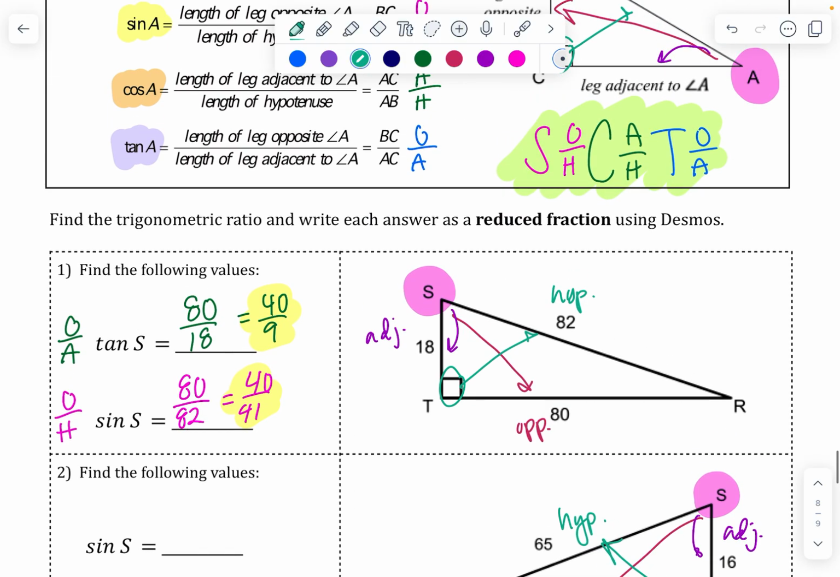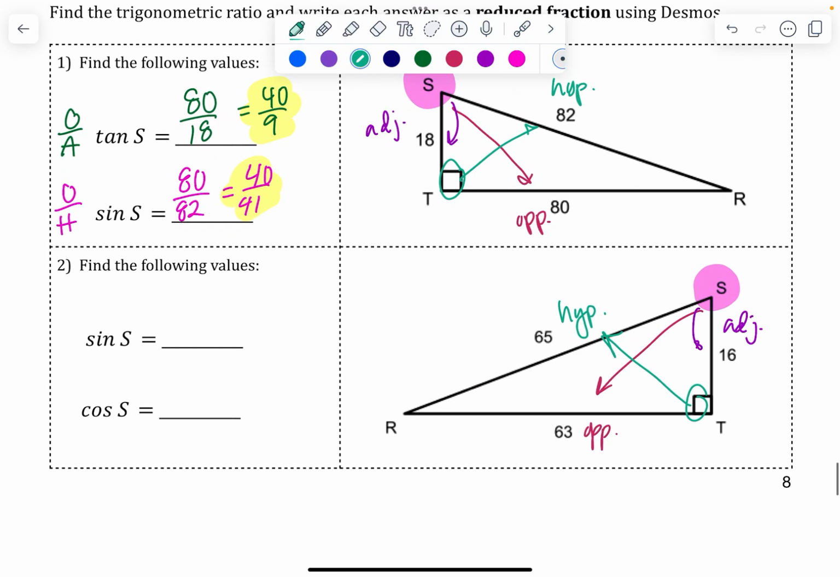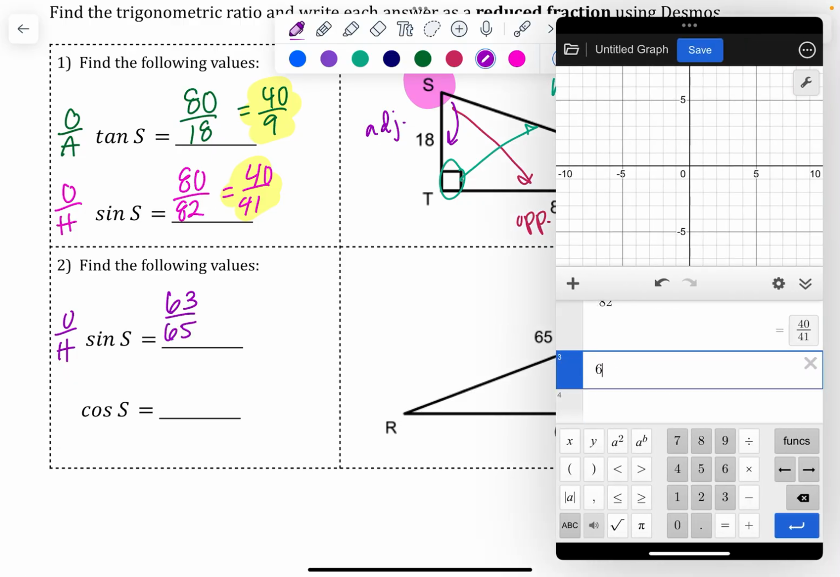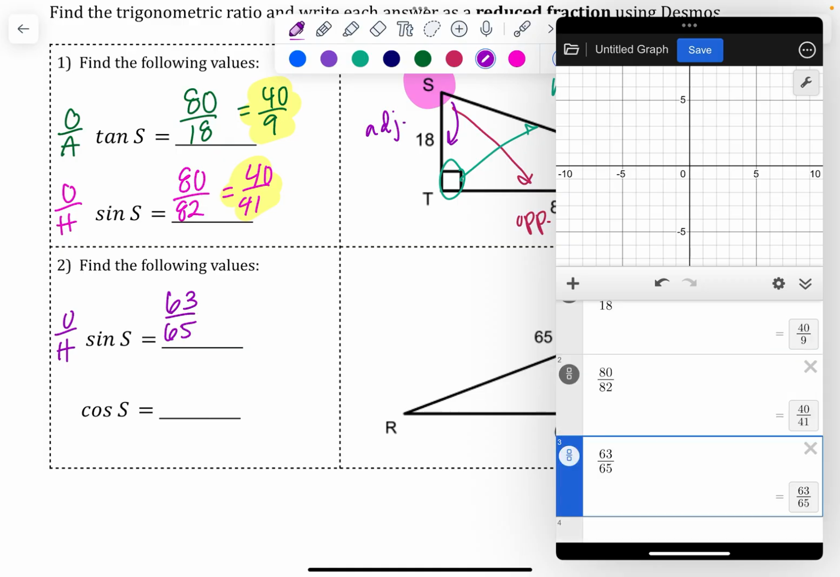Right? Sine is O over H. So for sine, I'm going to do O over H, the opposite side over the hypotenuse. So I'm going to take 63 all over 65. And let's see if that reduces. This one does not, so this is your answer.